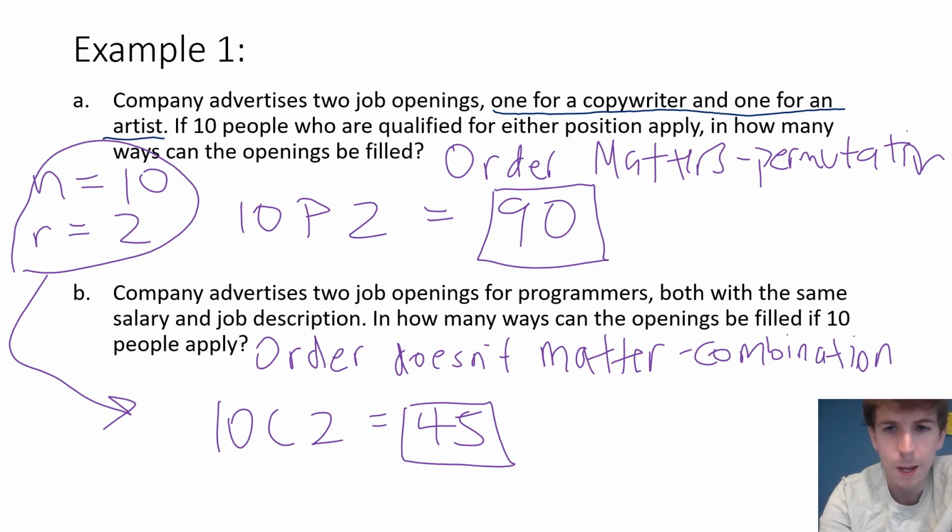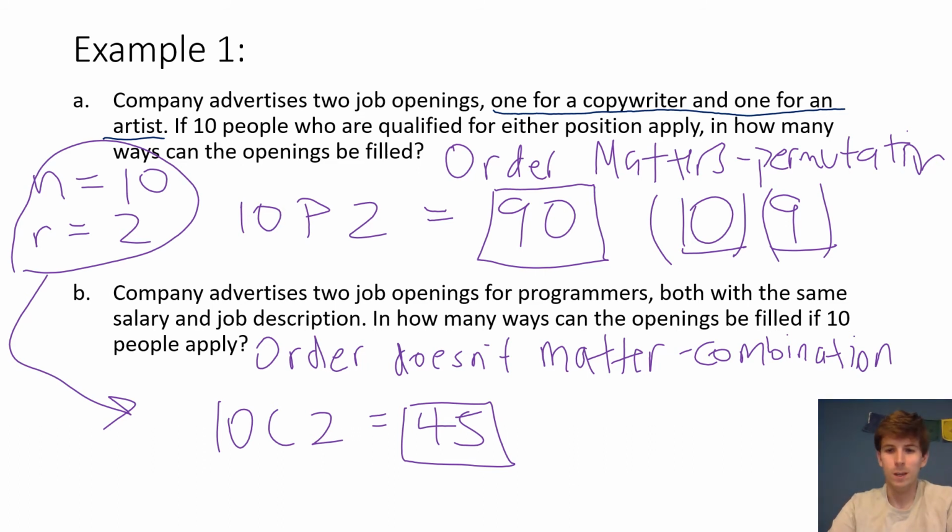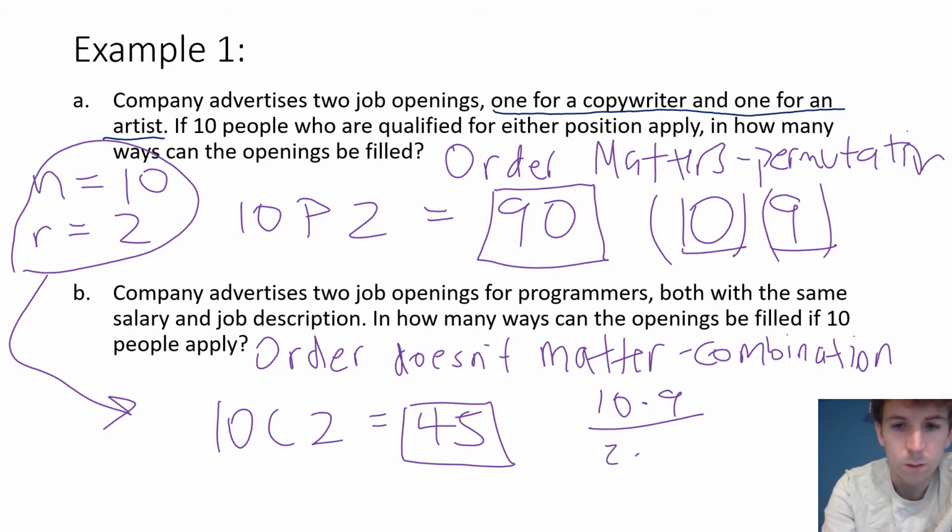To do that for part A, think of it the same way as those number of slots that I've been talking about. For the first position, for the copywriter, there's 10 people. Second position, there's 9 people. 10 times 9 is going to equal 90. For the combinations one, if you want to use the formula, it's just 10 times 9 over 2 times 1, which is just 90 divided by 2, gets you 45.